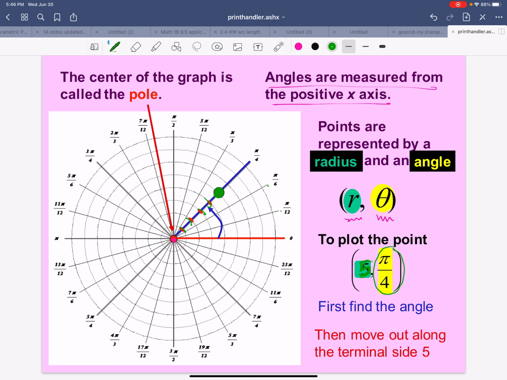What if I were to go negative 5 and pi over 4? Then I will look for the angle pi over 4, and to go negative, I will go in the negative direction. Negative 5, 1, 2, 3, 4, 5. That would be my new point if I were to plot negative 5, pi over 4.